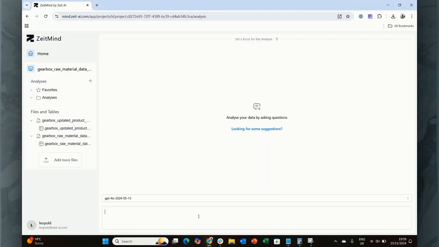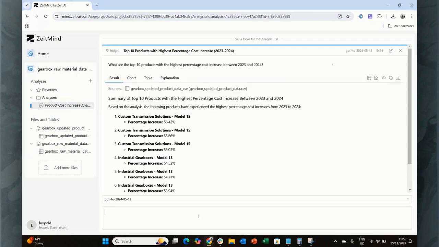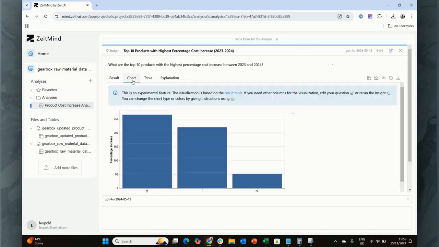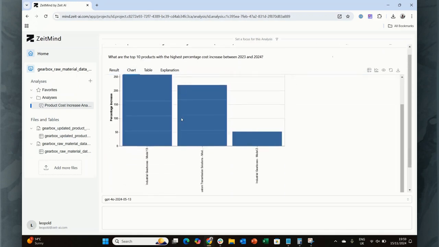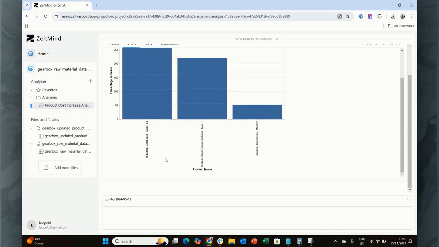Let me start by getting an overview over my different products. So I'm going to ask, what are my top 10 products by the amount of percentage increase in cost between 23 and 24? The response to this question is quite interesting. I get a result and a chart that clearly shows that Model 13 seems to be the main cause of, or seems to be the main product that is increasing in price.